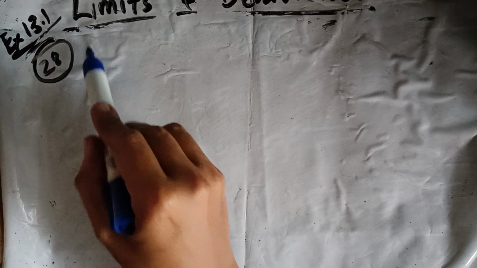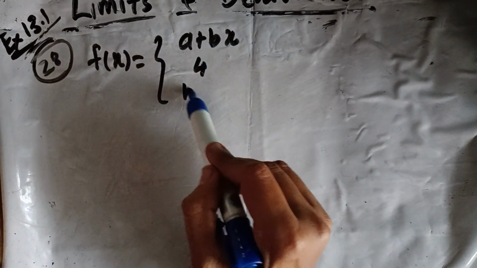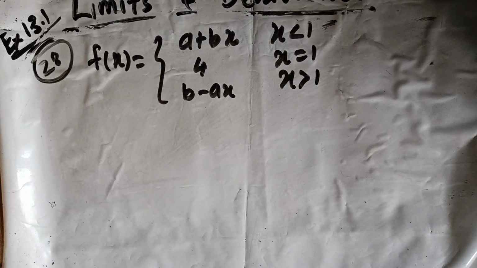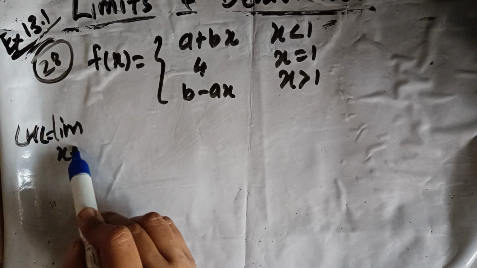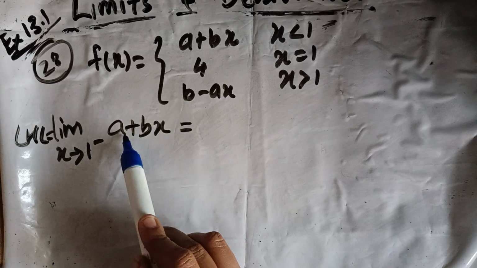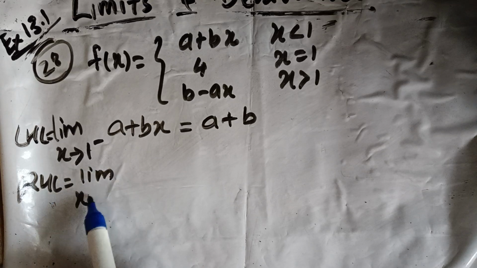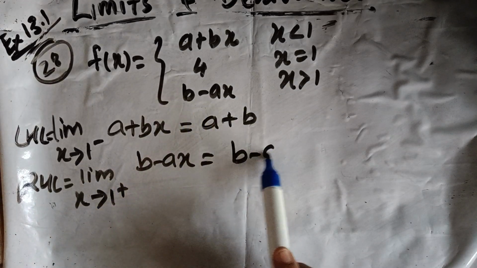28. f(x) is a plus bx for x less than 1, 4 for x equal to 1, and b minus ax for x greater than 1. Okay. Limit as x tends to 1, f(x) is given as f of 1. What are the possible values of a and b? So first you have to find LHL. So for 1 minus you have to take this value a plus bx. So this is a plus b. Correct? RHL, limit at x tends to 1 plus. You have to take this b minus ax. So this is b minus a.